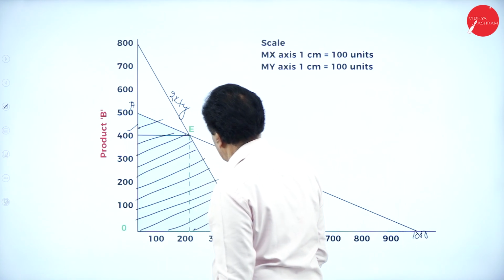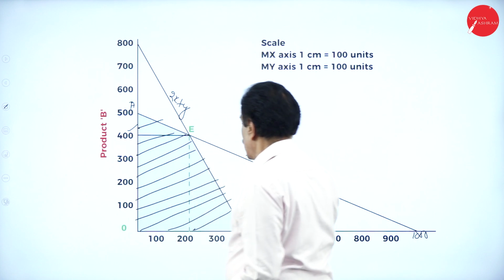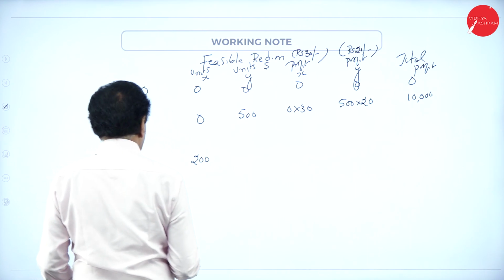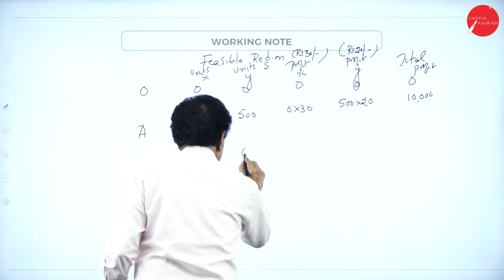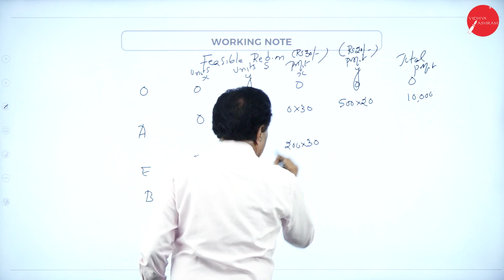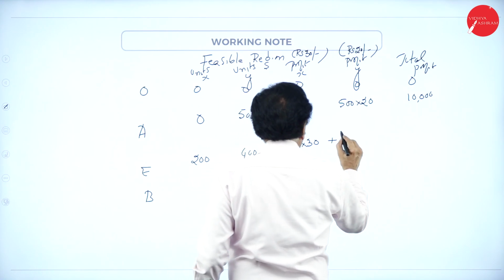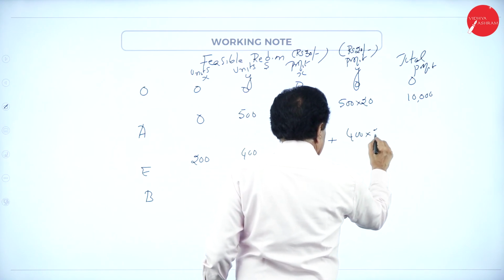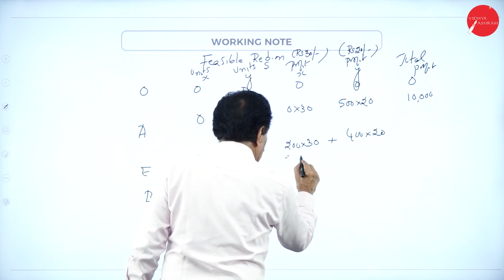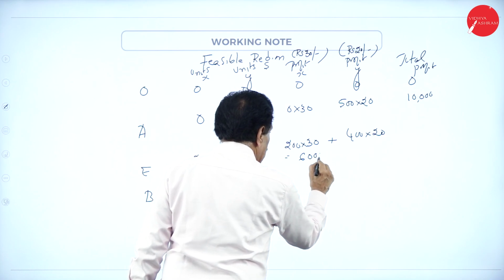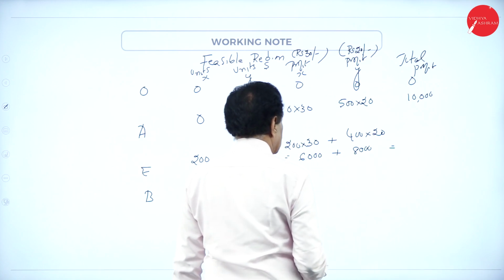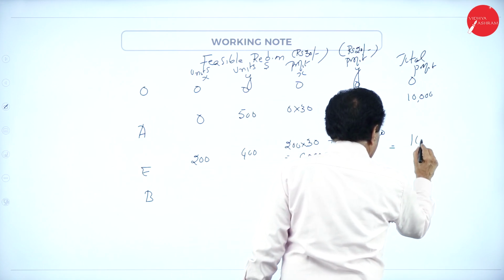Then at the point E, x-axis is 200, Y-axis is 400. So 200 into 30 plus 400 into 20. This comes to 6,000 plus 8,000, which is 14,000.